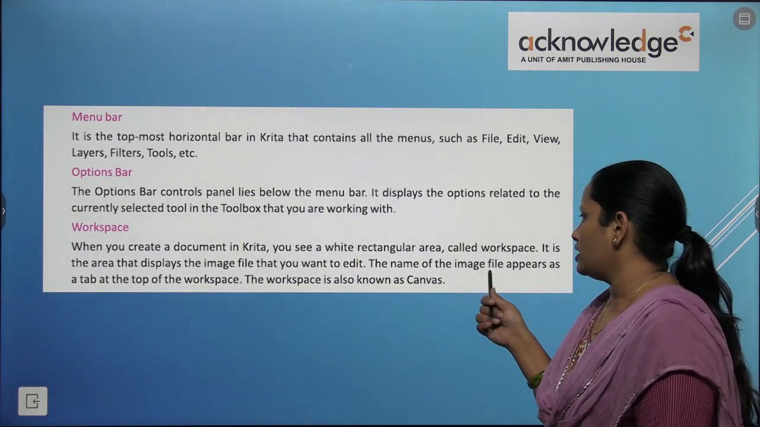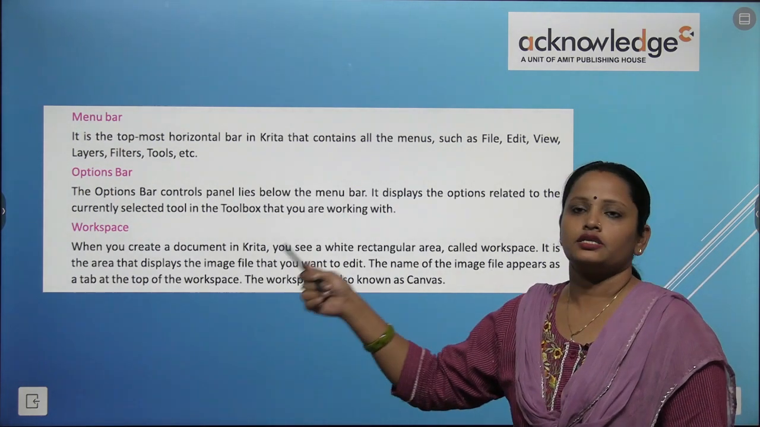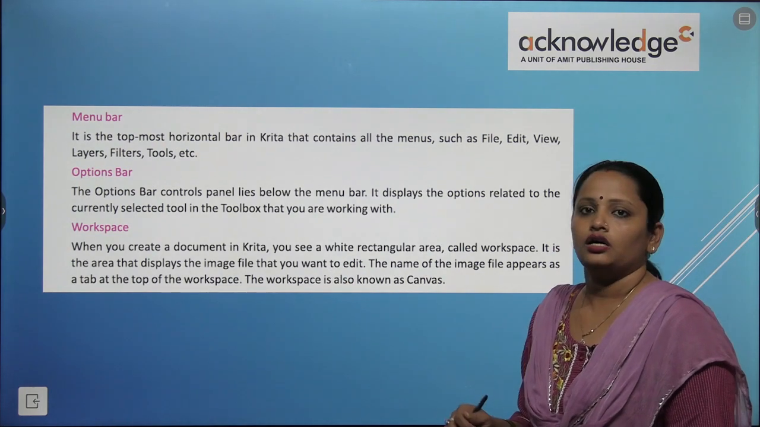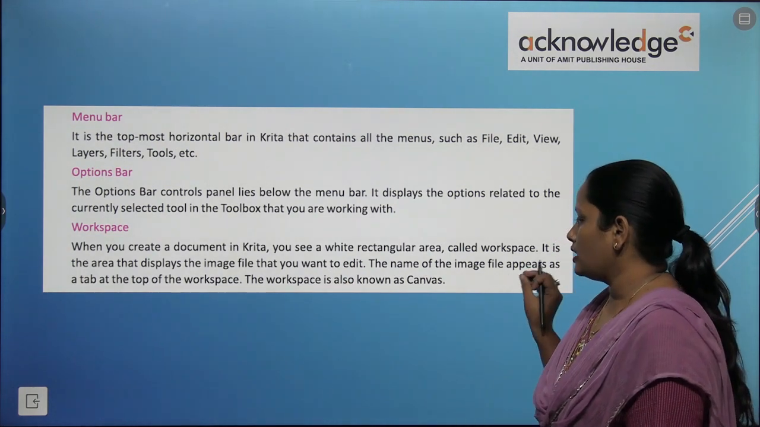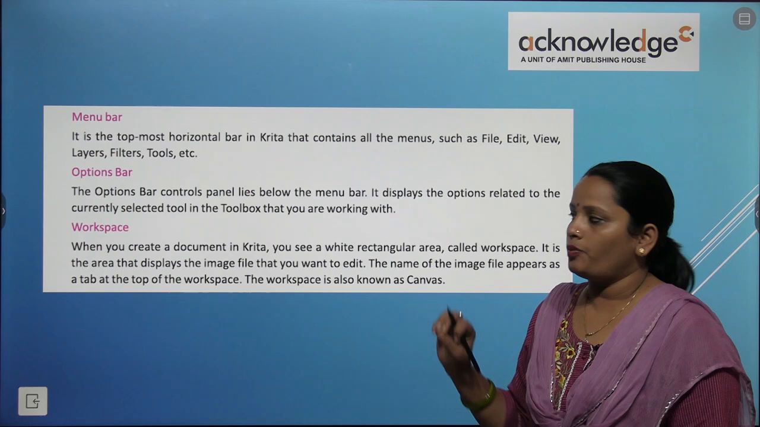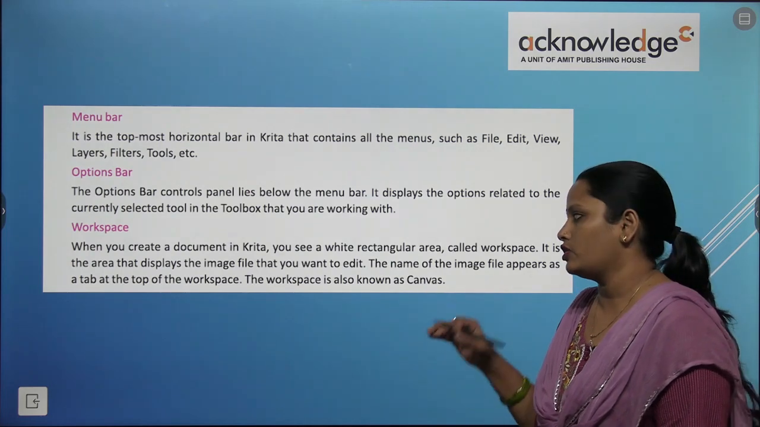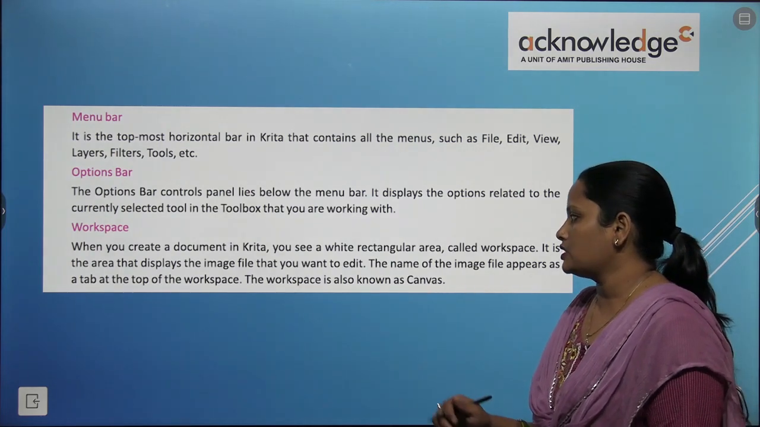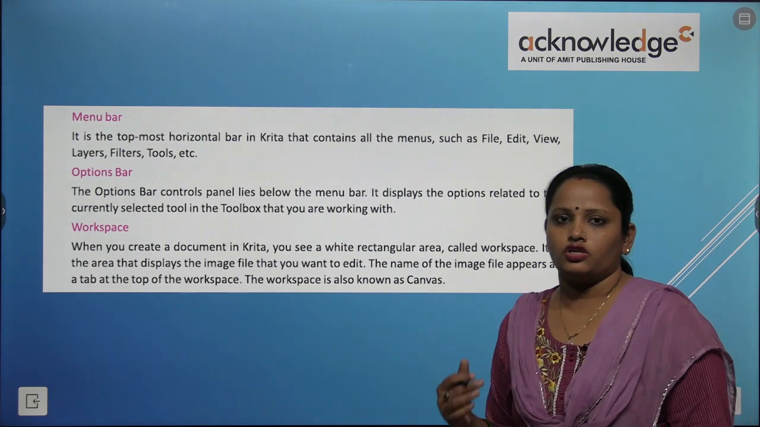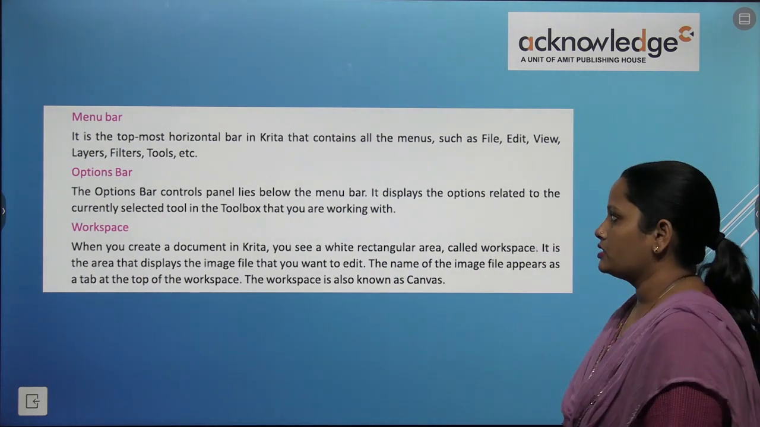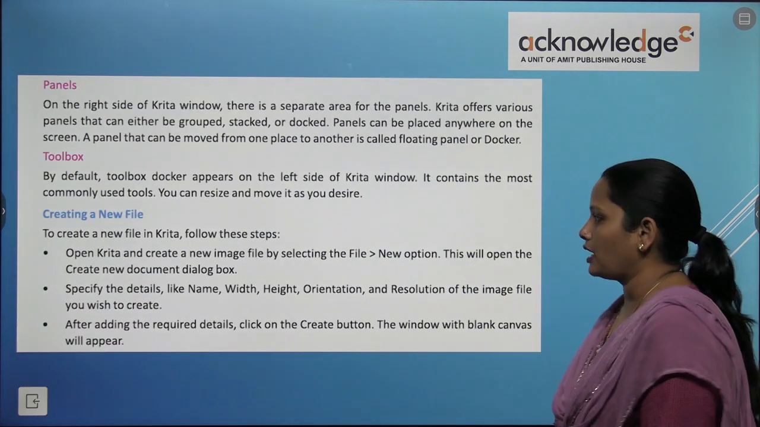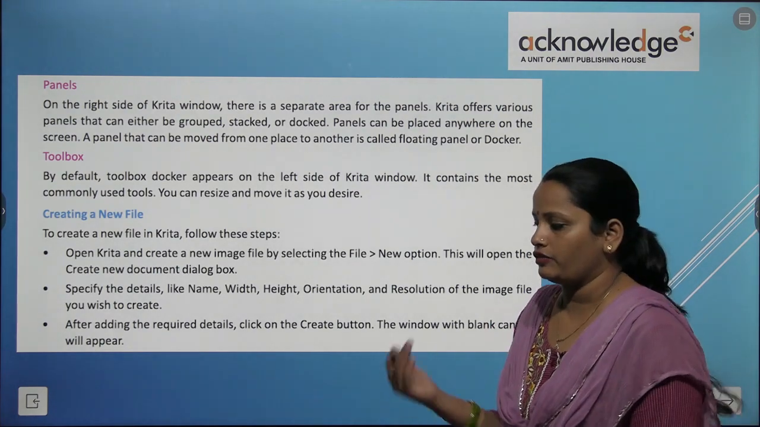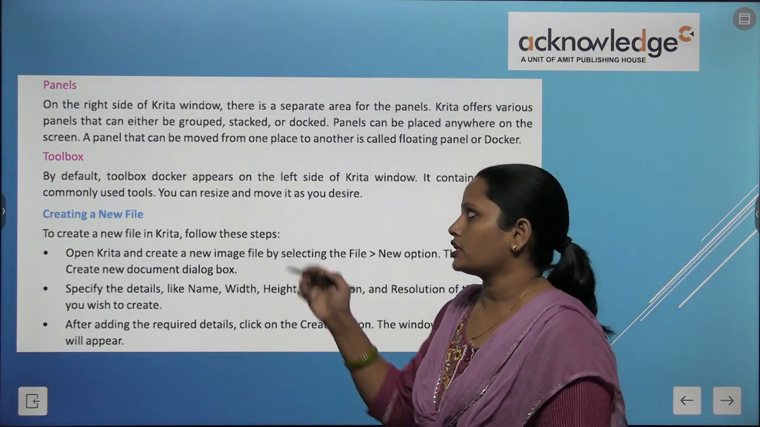The name of the image file appears as a tab at the top of the workspace. सो जो भी हमारे इमेज का नाम है वो हमें ऊपर टैब में दिखाई देता है वर्कस्पेस से ऊपर. The workspace is also known as canvas. सो वर्कस्पेस को जैसे हम कैनवस के नाम से भी जानते हैं. जैसे हम कैनवस यूज करते हैं अपनी ड्राइंग में वैसे हम यहाँ पे वर्कस्पेस को यूज कर सकते हैं.